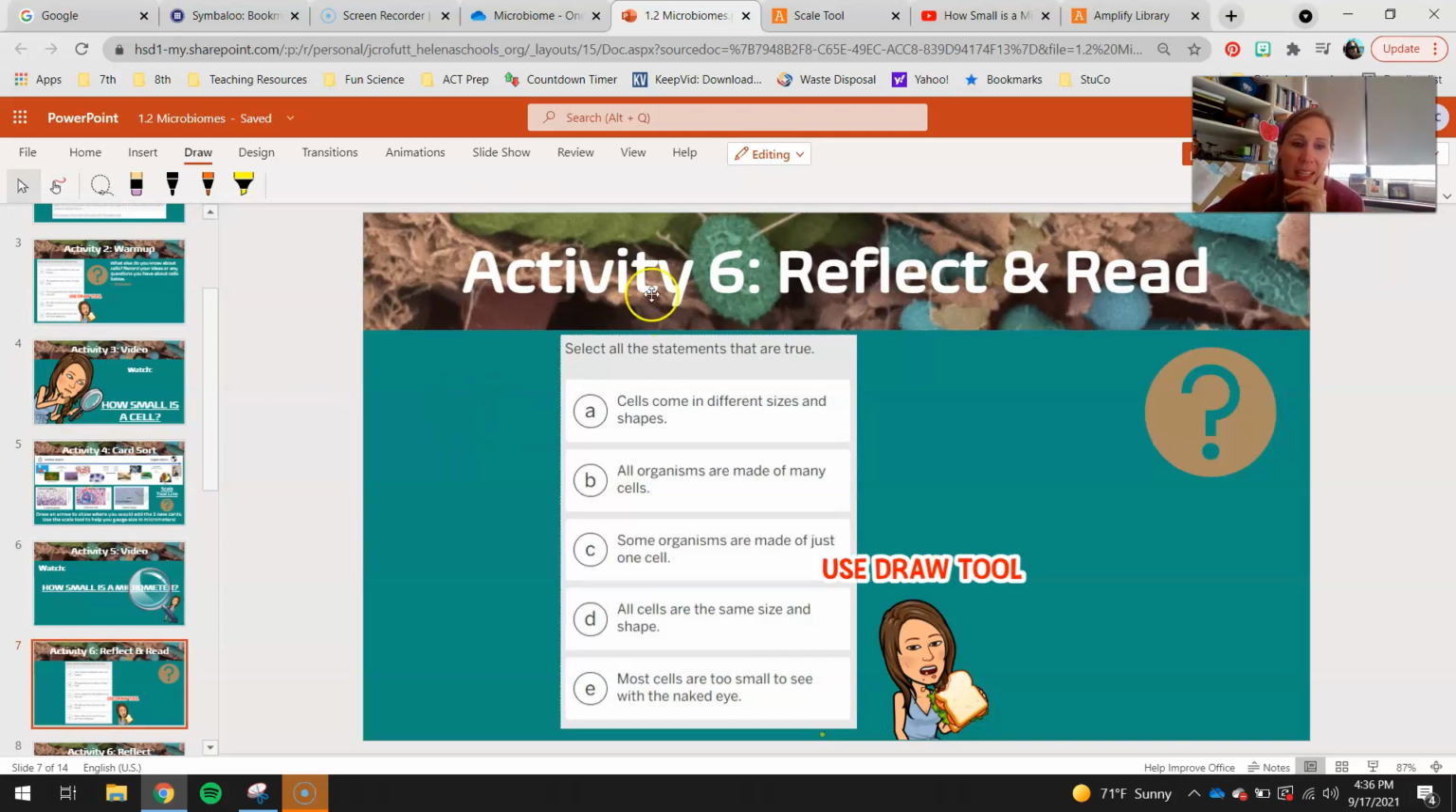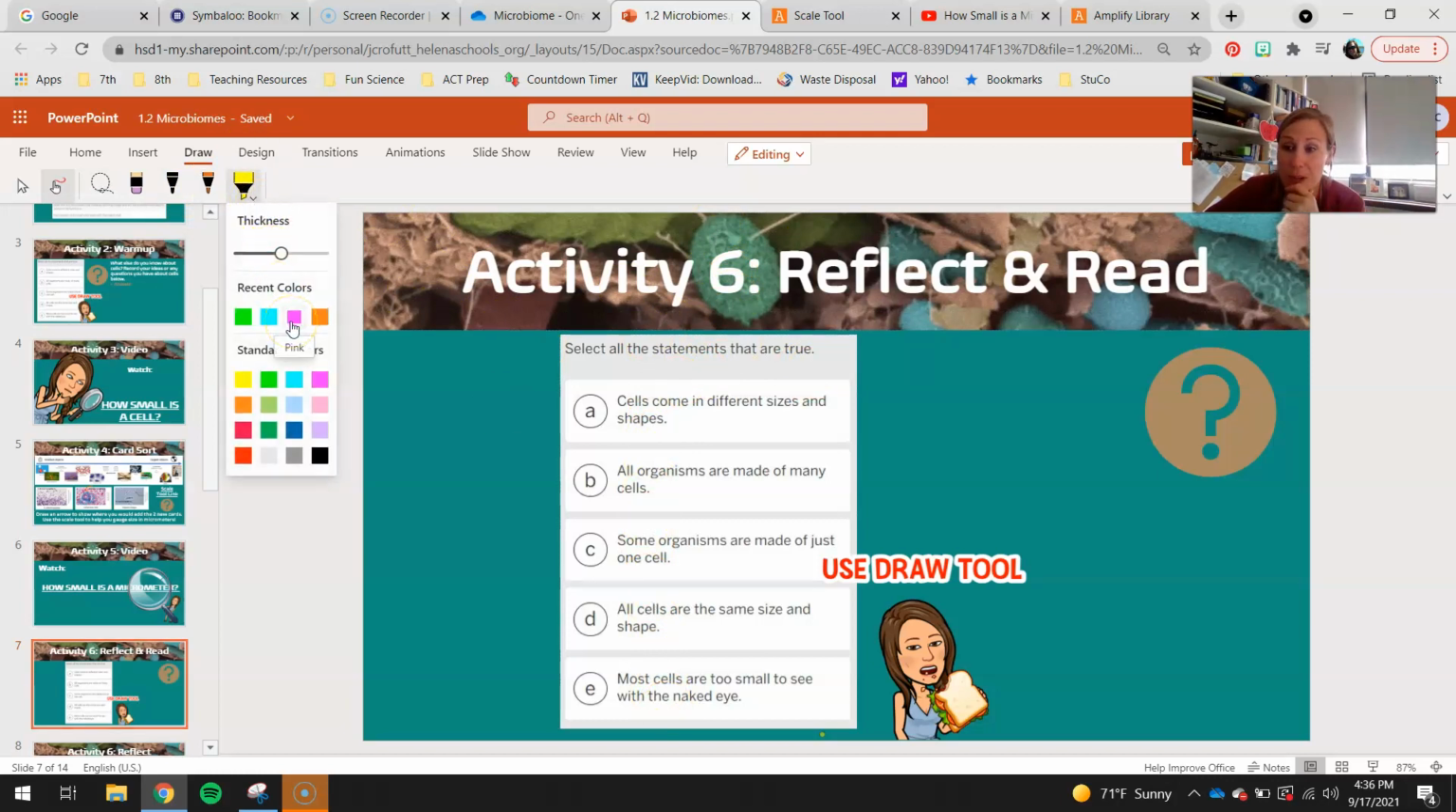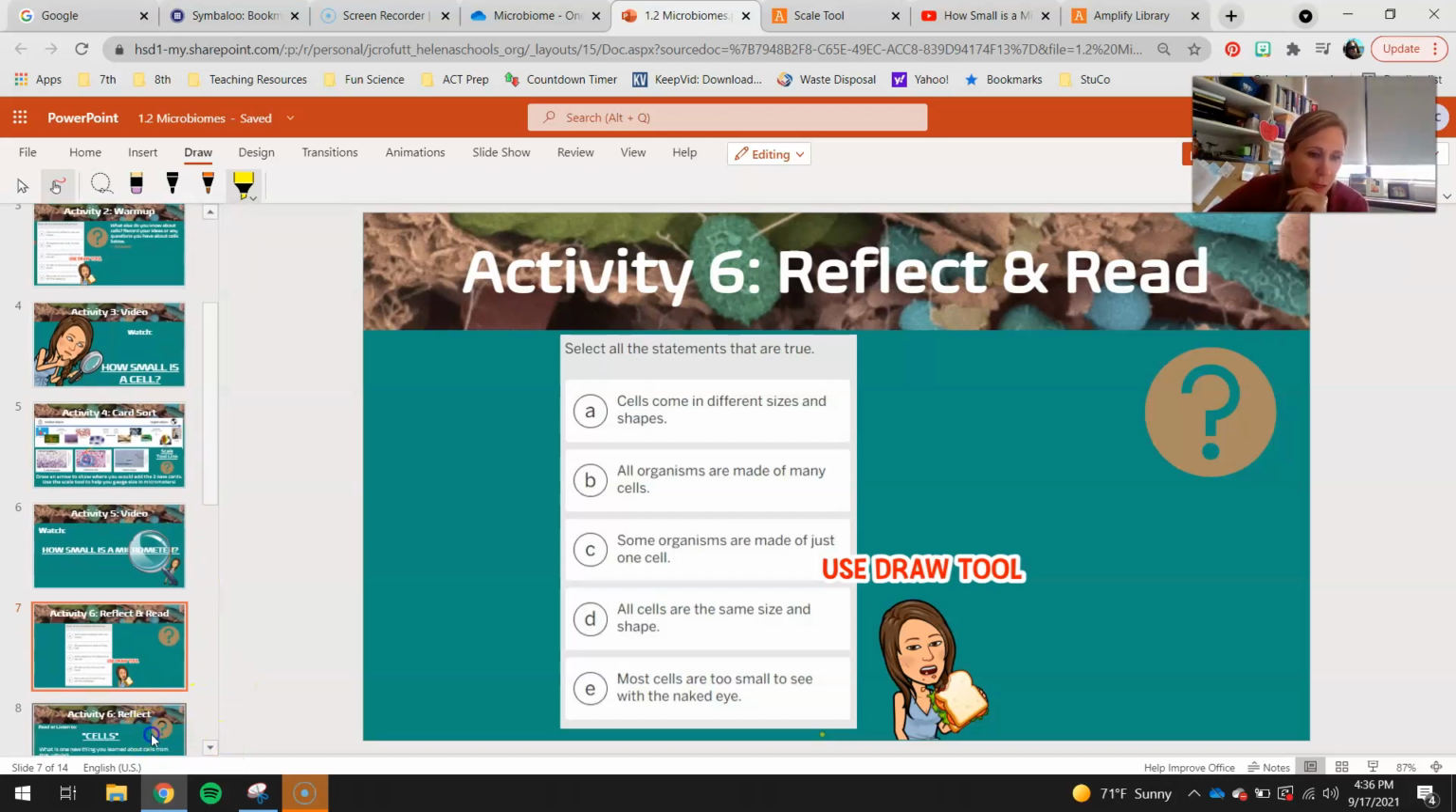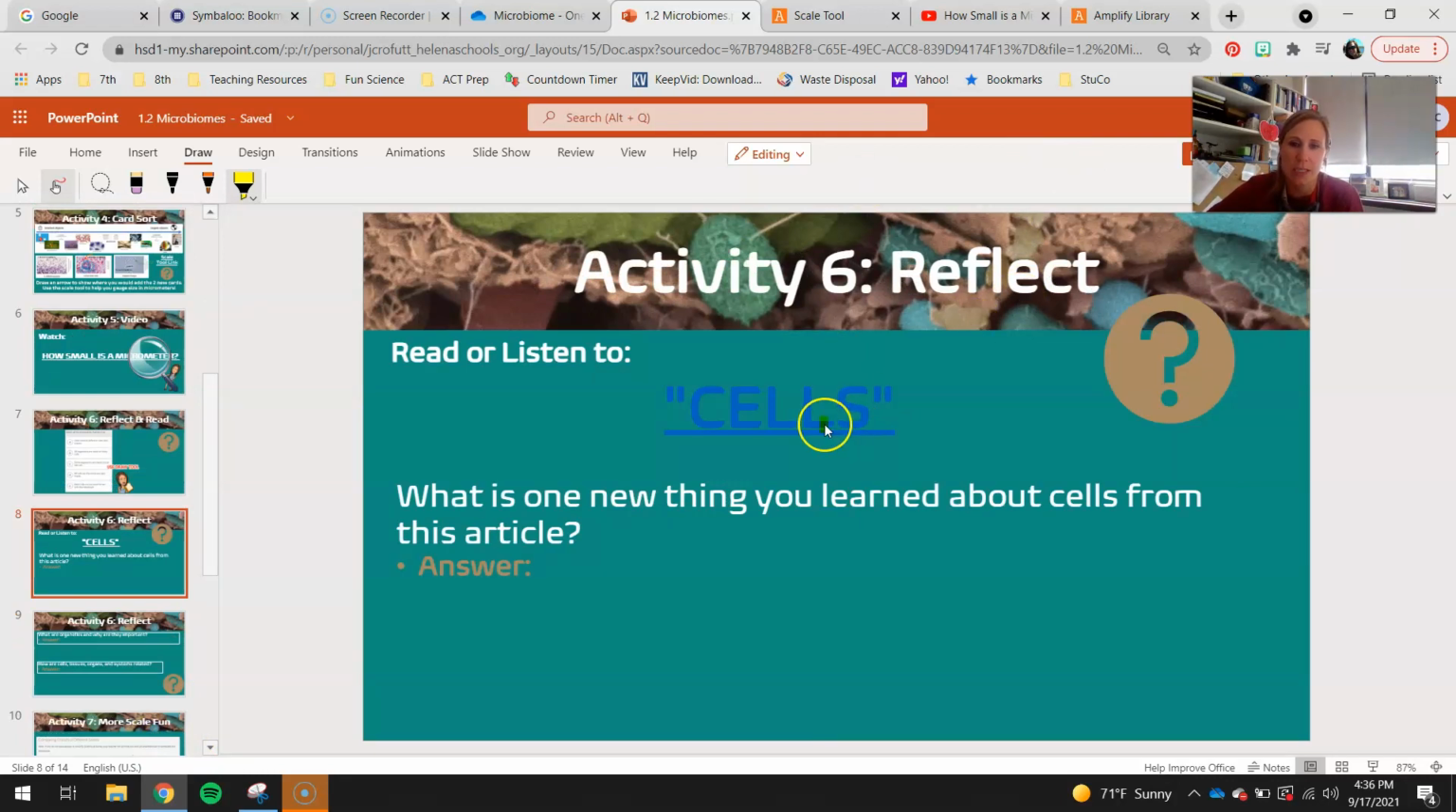All right, on page or slide 7, you guys have activity 6, which is reflect and read. You guys are going to use your draw tool. You're going to revisit what we did in our warm-up. You have a little bit better information now to back you up about what cells are. So go ahead, highlight ones that you know to be true now. And then make sure you click back on your cursor, because for the next slide, you guys are going to need to right click. Oh, see, I didn't click on my cursor.